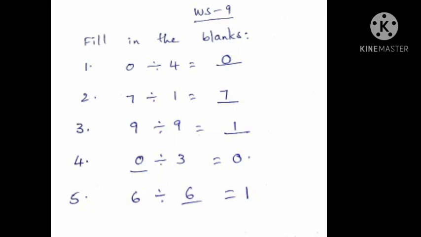I'll explain a small trick, children. If you multiply these two, we'll get this answer. See, 4 into 0, how much will we get? 0. 1 into 7 we'll get 7. 9 into 1, 9. 3 into 0, 0. 6 into 1, 6. Like this also you can fill the blank. You understand, children? Okay.